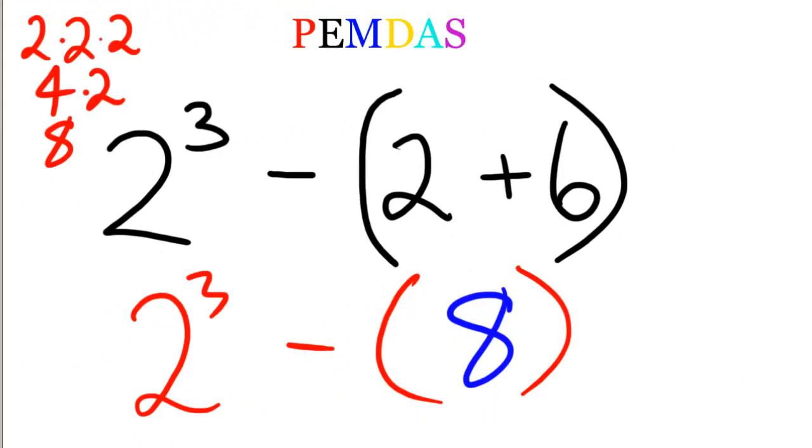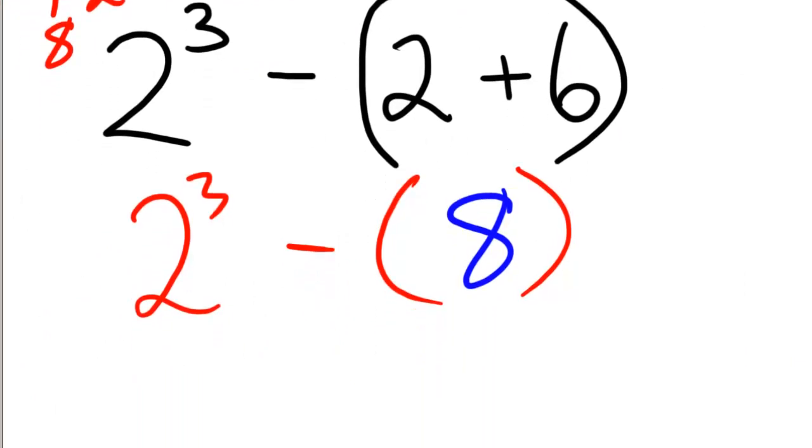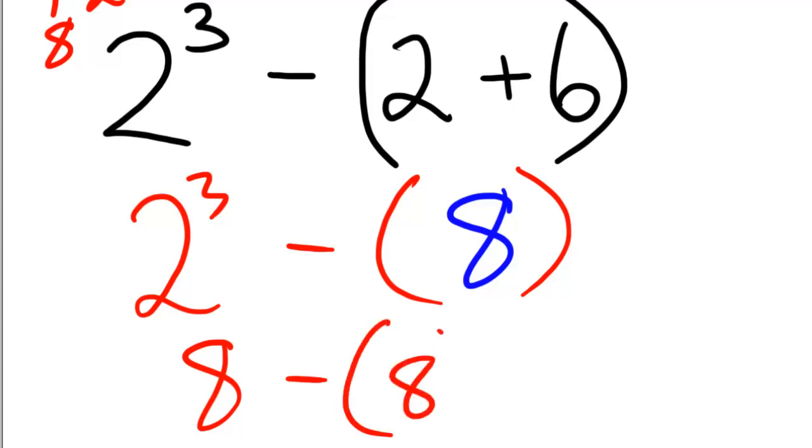And so I can see that 8 minus 8 is what? 8 minus 8 is 0. So the answer is 0.